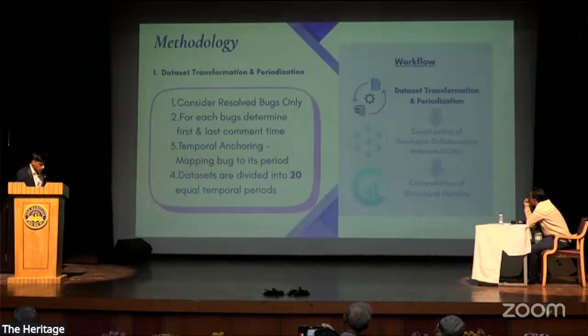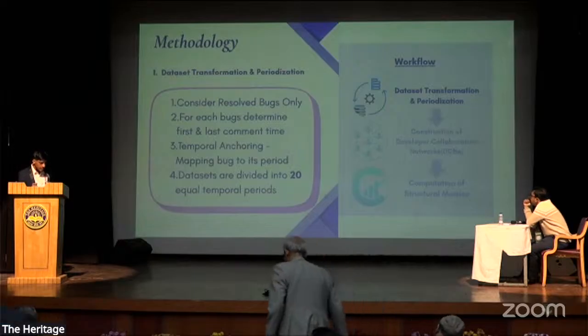Now let's talk about the methodology of how we have constructed the DCN. First, we have considered only the resolved bugs because unresolved bugs do not capture the complete developer collaboration. Next, we have considered bugs with 3 or more unique developers because we want to capture meaningful conversation that contributes to our DCNs. Next, we have mapped each of the bugs to a temporal time period.